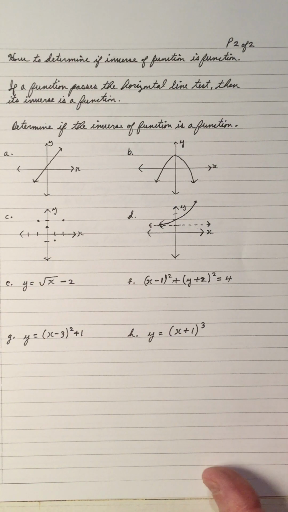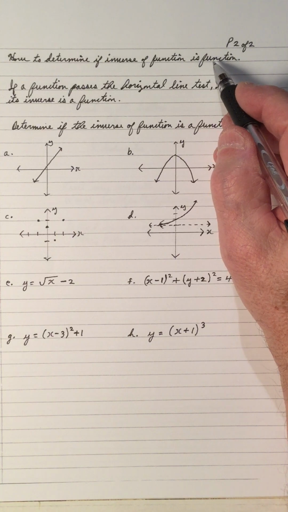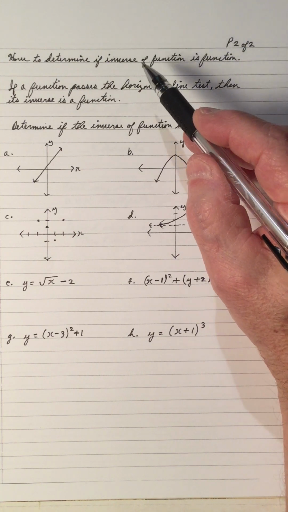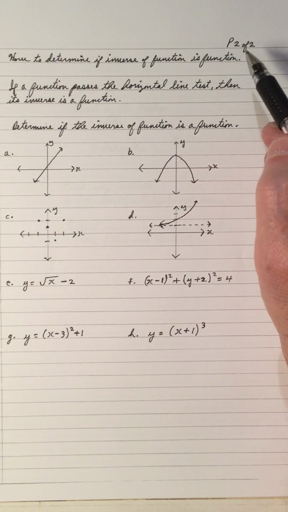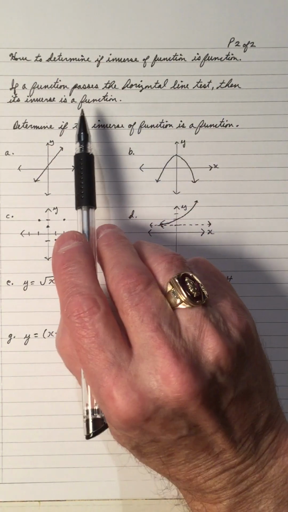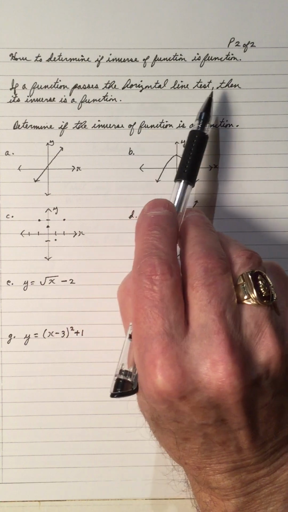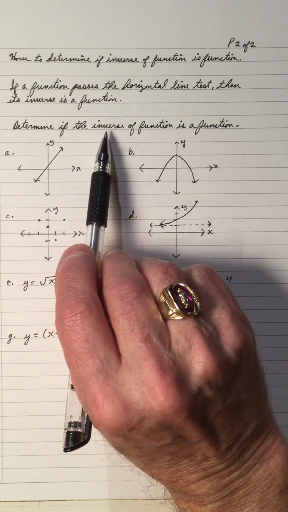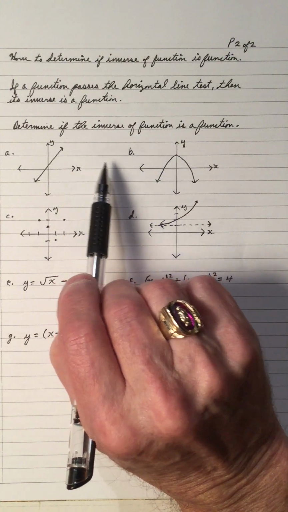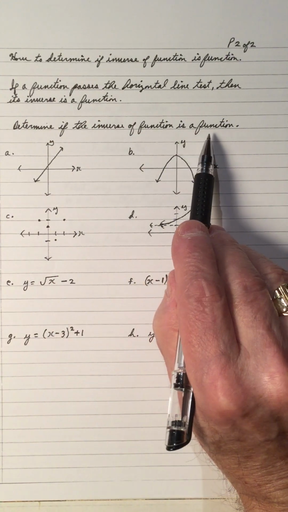How to determine if the inverse of a function is a function. If you take a function and you do its inverse, when will it be a function? Well, if a function passes the horizontal line test, then its inverse is a function. Determine if the inverse of the function that we have below here is a function.